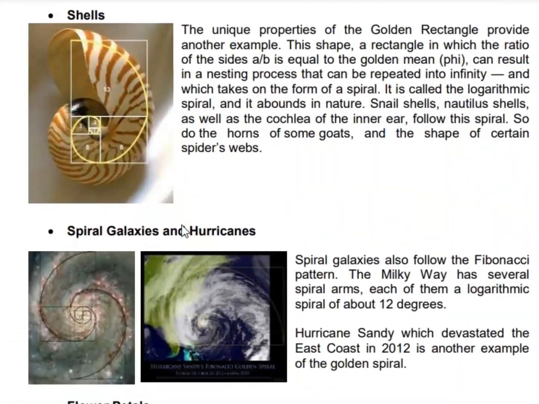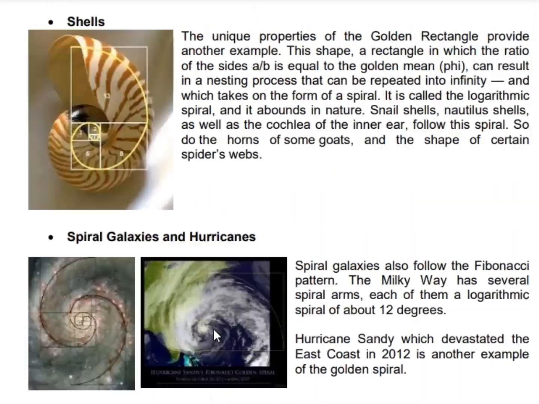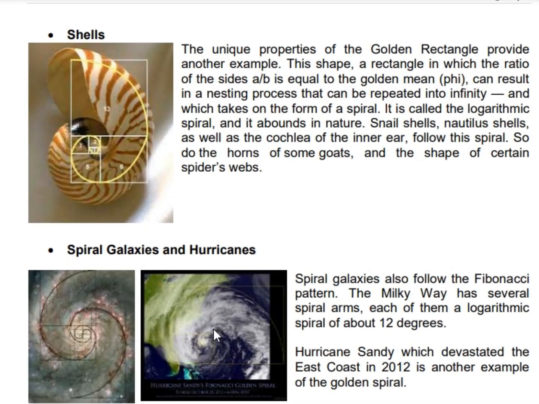Also, the formation of shells, spiral galaxies, and the number of petals in flowers. So, let's start with shells. The unique properties of the golden rectangle provide another example. This shape is the golden rectangle, the white one forming rectangles or squares. The yellow curve is called the golden spiral. And the 1.618 is the golden ratio.